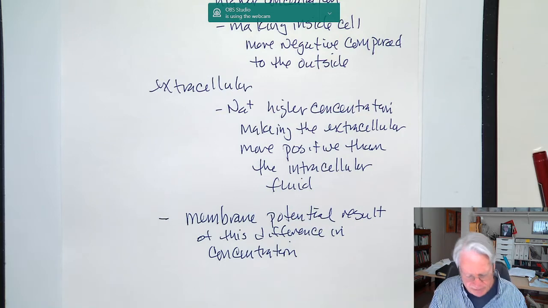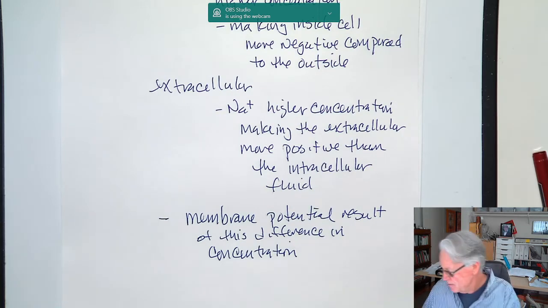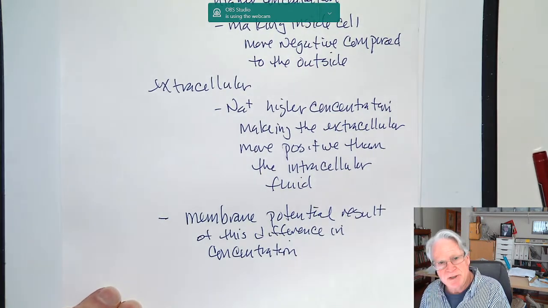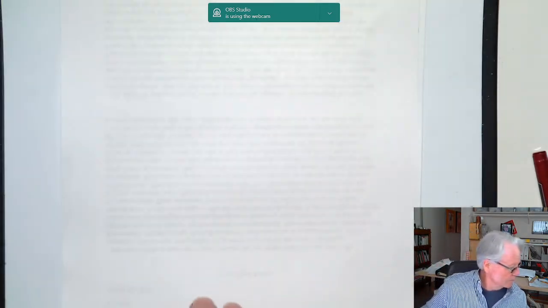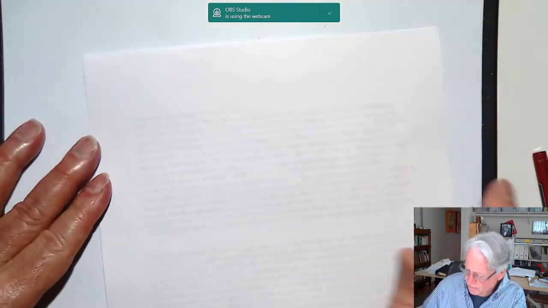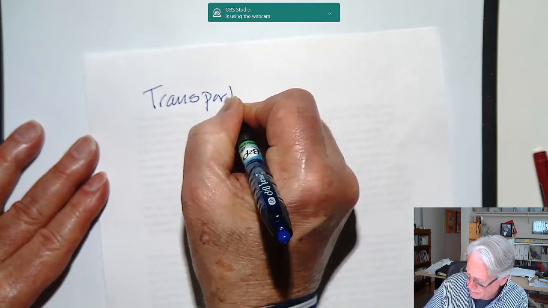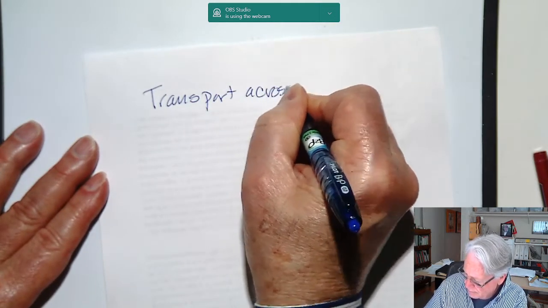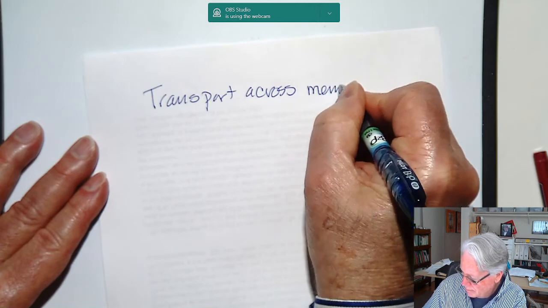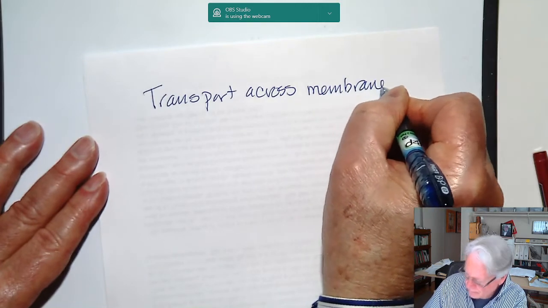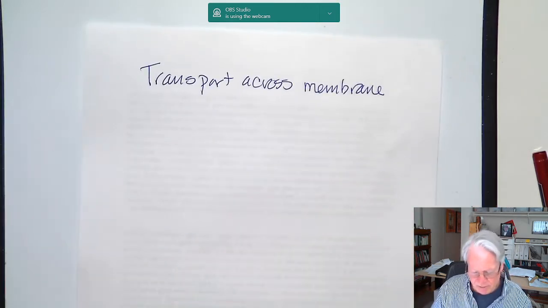Okay, let's move on, and let's talk about transport across the membrane. So we're going to do transport across the membrane.